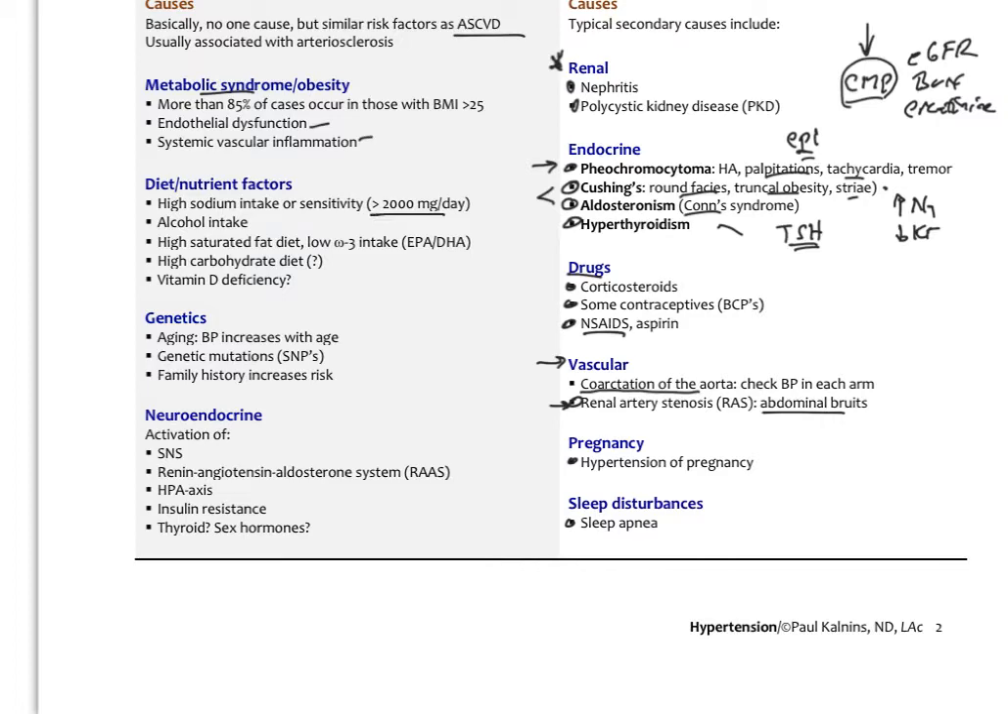And we suspect, especially in the context of high carb, high saturated fat diets, increased alcohol intake, and inadequate omega-3 oils, and then potentially vitamin D deficiency, although that's being questioned currently. Genetics, aging: these are again non-modifiable risk factors, but aging, genetic mutations, and family history can all be associated with increased risk for high blood pressure.